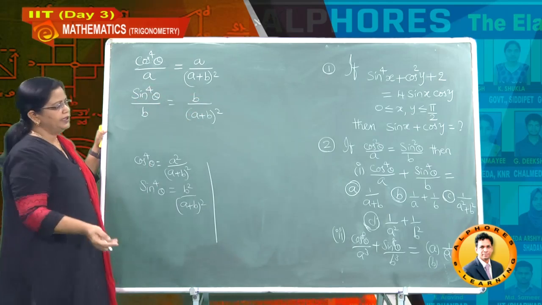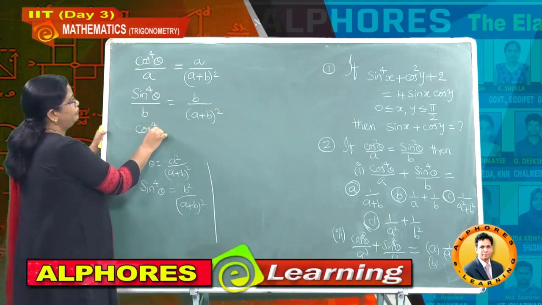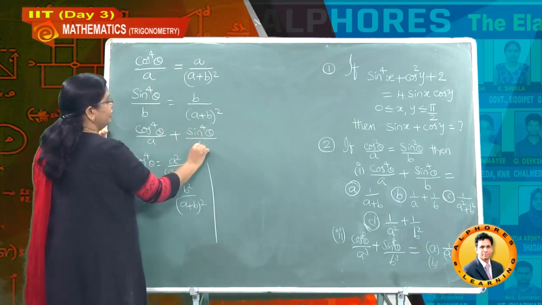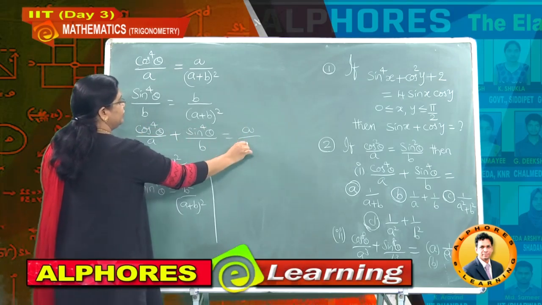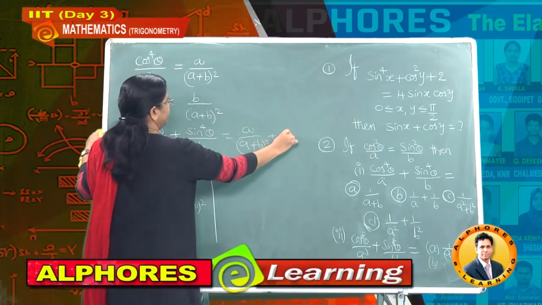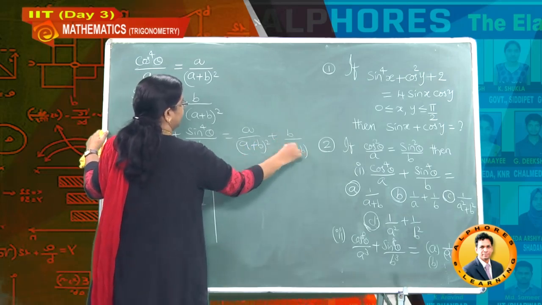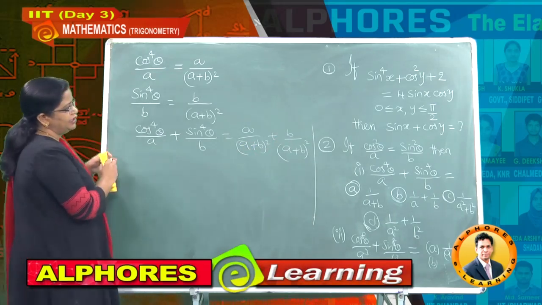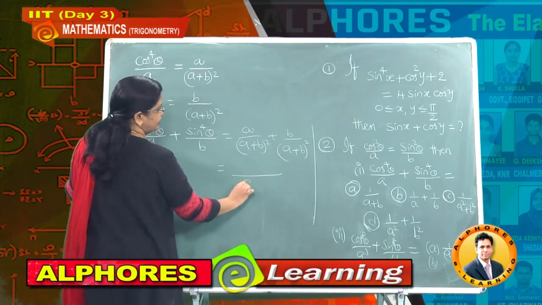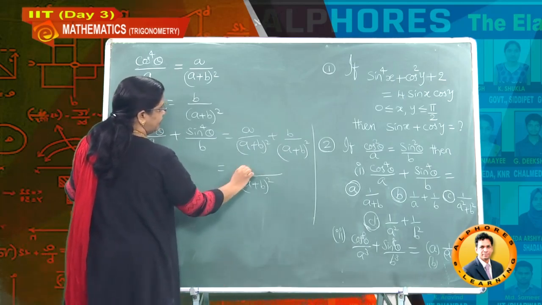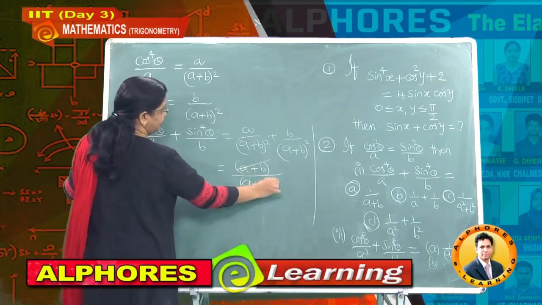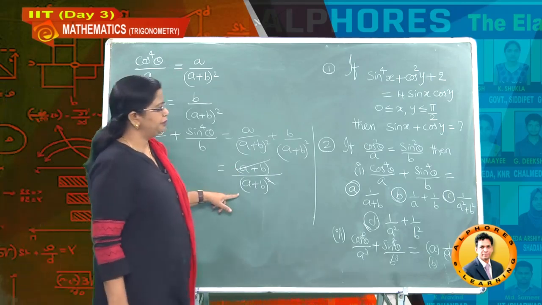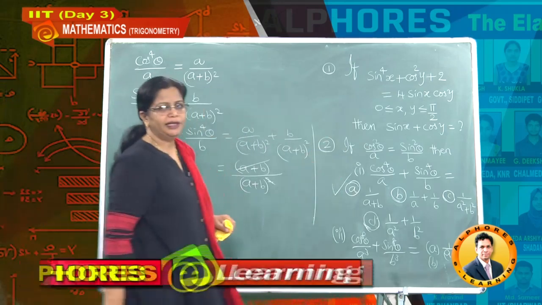Now let us add, as they added in the problem. Then cos to the power of 4 theta by A plus sin to the power of 4 theta divided by B equal to A by A plus B whole square plus B divided by A plus B whole square. So we added on the left hand side and right hand side, you must observe. Then on the RHS, both have the same denominator, therefore if you add the numerators, you get one value which gets cancelled. So finally what is our answer? 1 divided by A plus B. That means option A is the right answer.